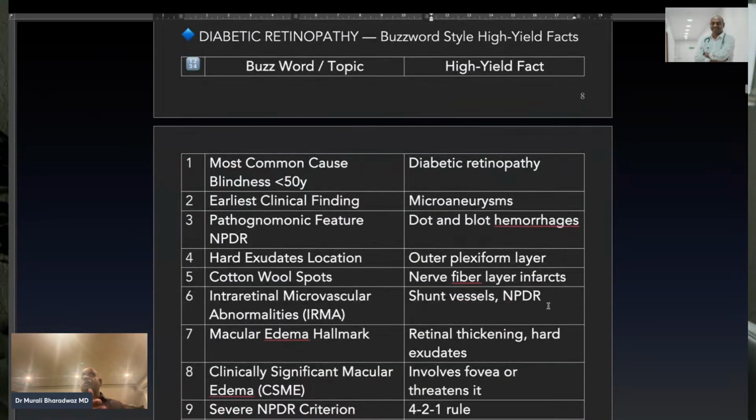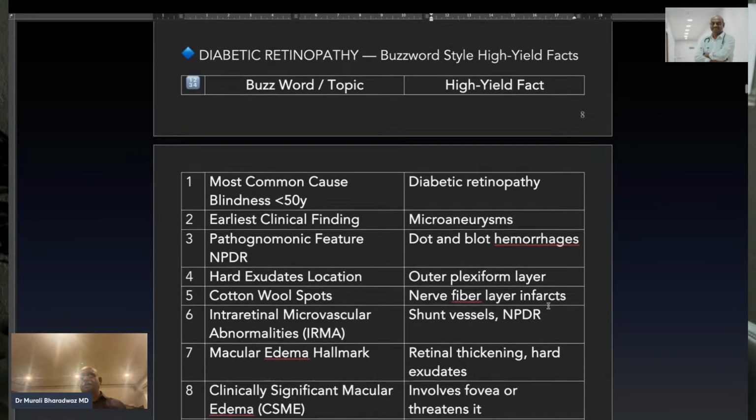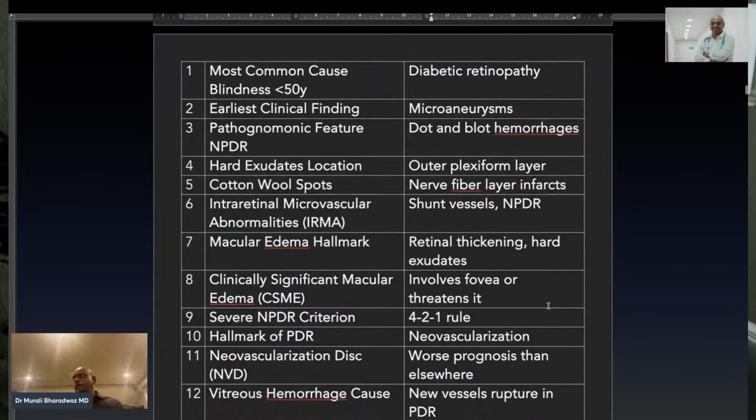So the most common cause of blindness is diabetic retinopathy. Earliest finding is microaneurysm. Pathognomonic feature in non-proliferative is dot blot hemorrhages. In which layer are hard exudates formed? Outer plexiform layer of the retina. And what are cotton wool spots? They are infarcts in the nerve fiber layer.